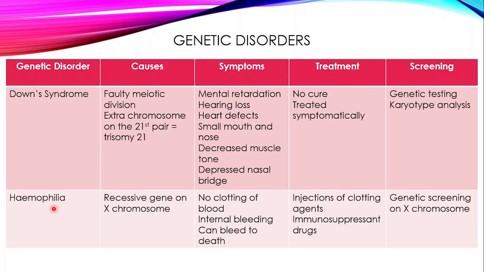Then for hemophilia, it is when there's a recessive allele on the X chromosome or recessive gene on the X chromosome. Symptoms, the blood does not clot properly, which can lead to internal bleeding, and the person can bleed to death. So they inject clotting agents to combat this, or immunosuppressant drugs. And then the screening is also genetic screening on the X chromosome. So specifically on the X chromosome because it is a sex-linked disorder.